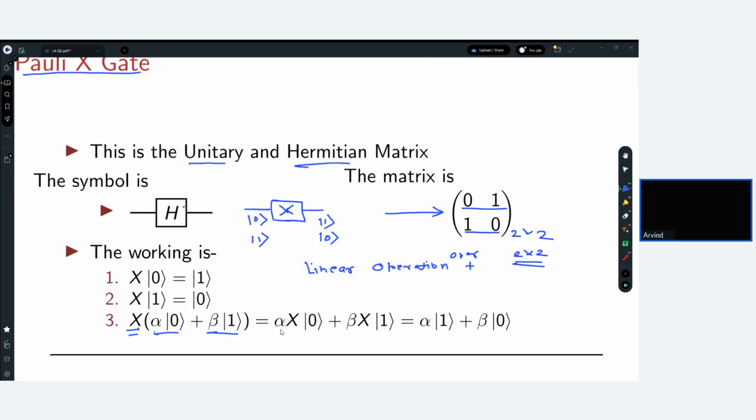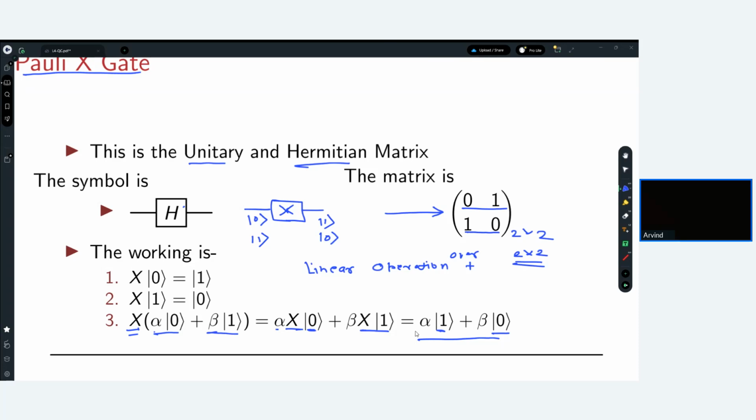So we can apply X separately on alpha times ket 0 and beta times ket 1. If we apply the X gate on ket 0, what we will get is 1. And if we apply ket 1 as input to the X gate, what we will get is 0 as its output.